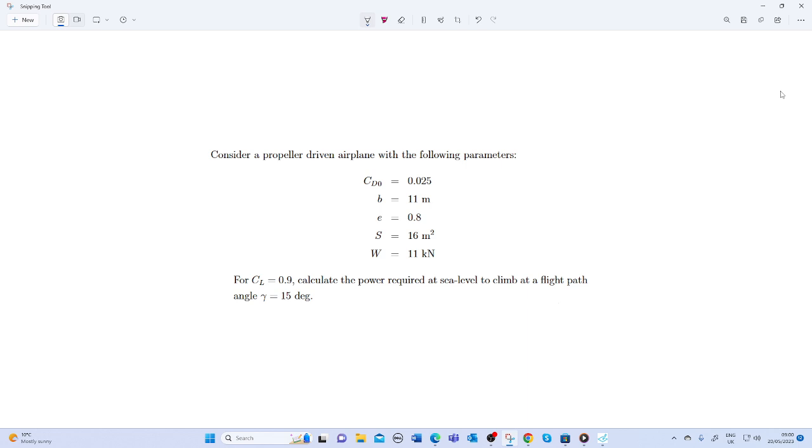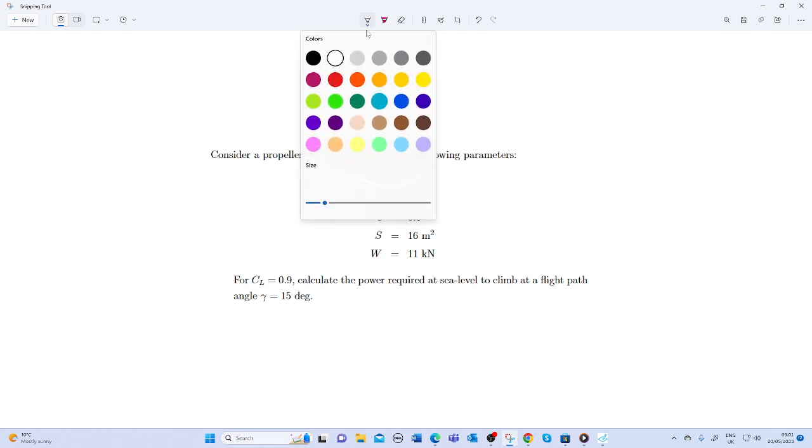Today we have another question on a propeller-driven aircraft, and how to calculate the power required at sea level to climb at a flight path angle. Now, let's read through the following question.